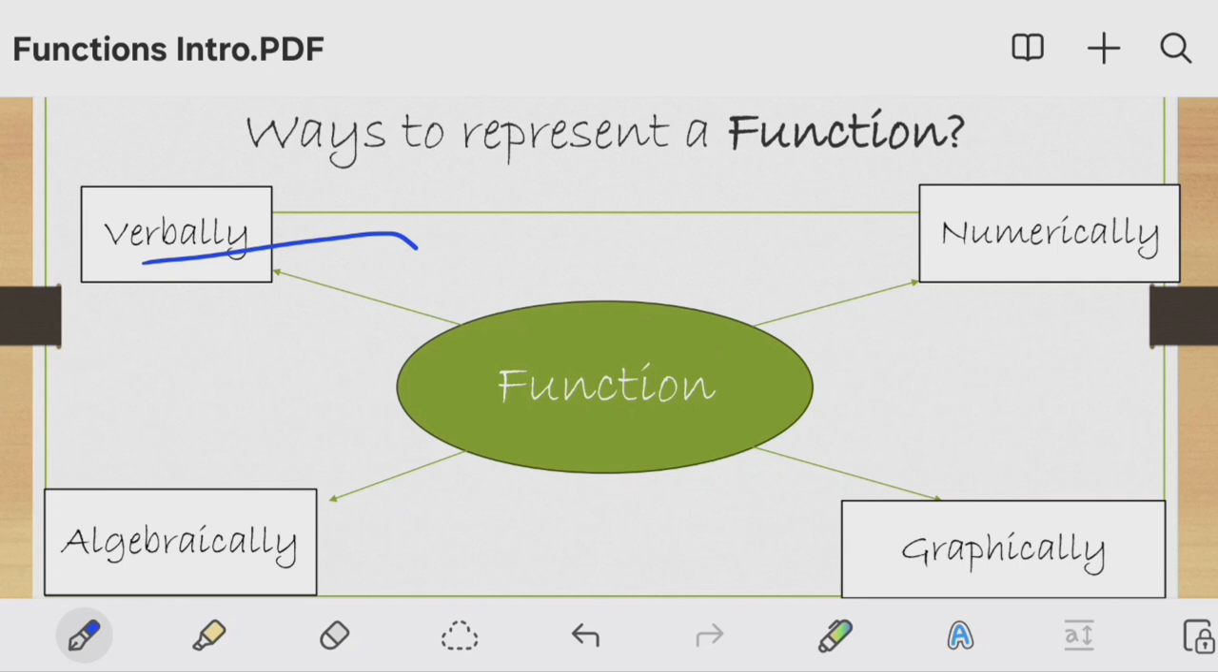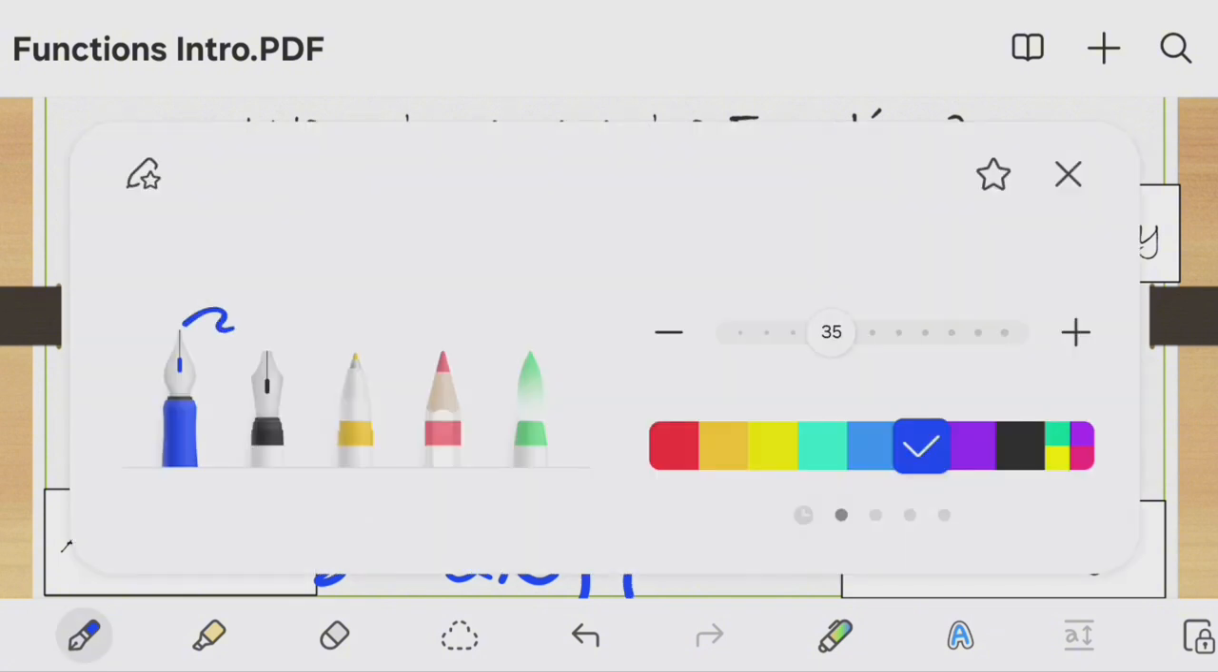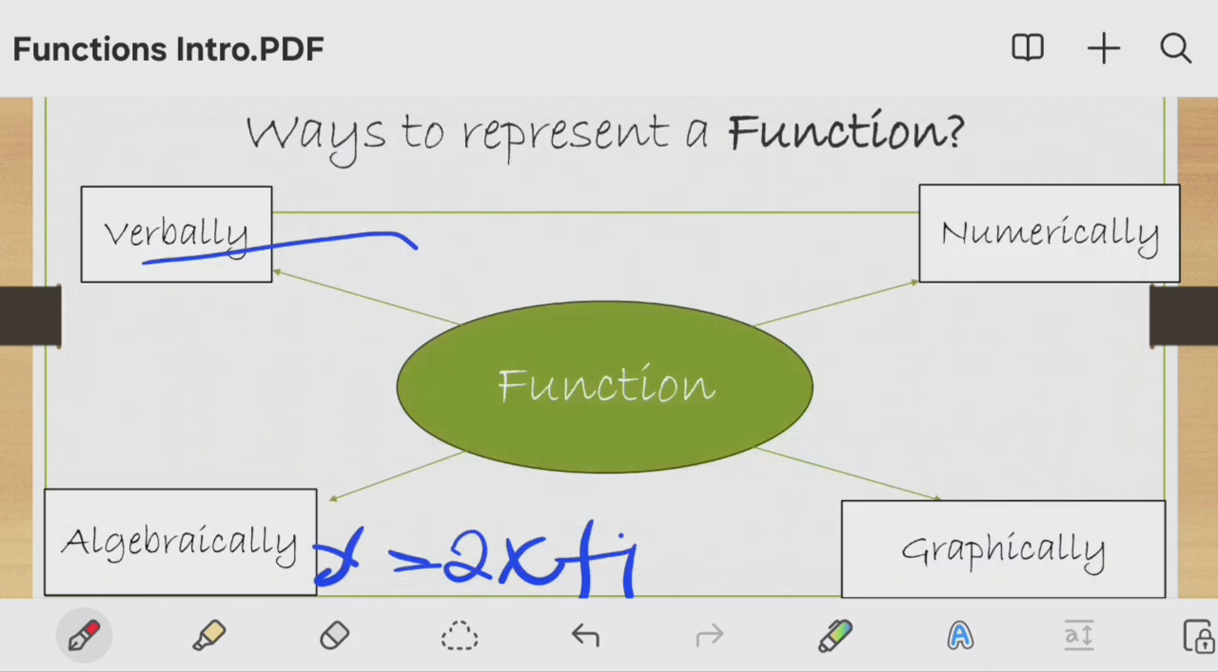So that was us representing a function verbally. We can also do so numerically, maybe through the use of a table, or a set of ordered pairs. Another way in which we can represent a function is algebraically. Algebraically, for instance, we may say y equals 2x plus 1. Or we can use the function notation that we've introduced ourselves to, just to make it a little bit fun.